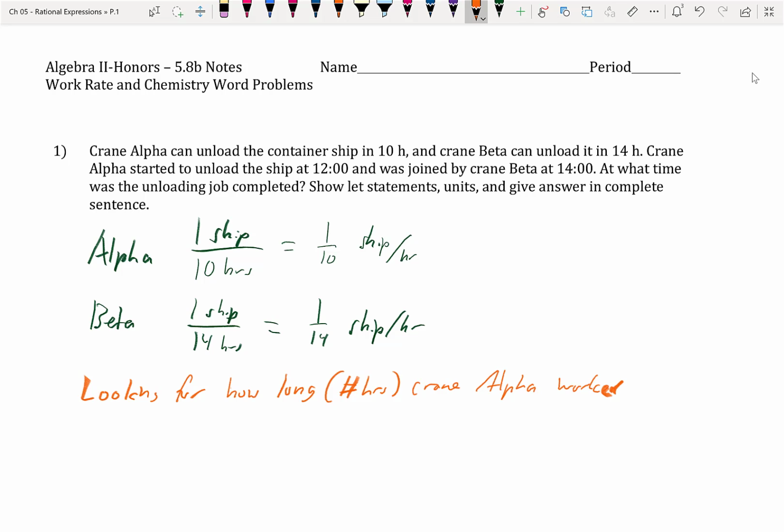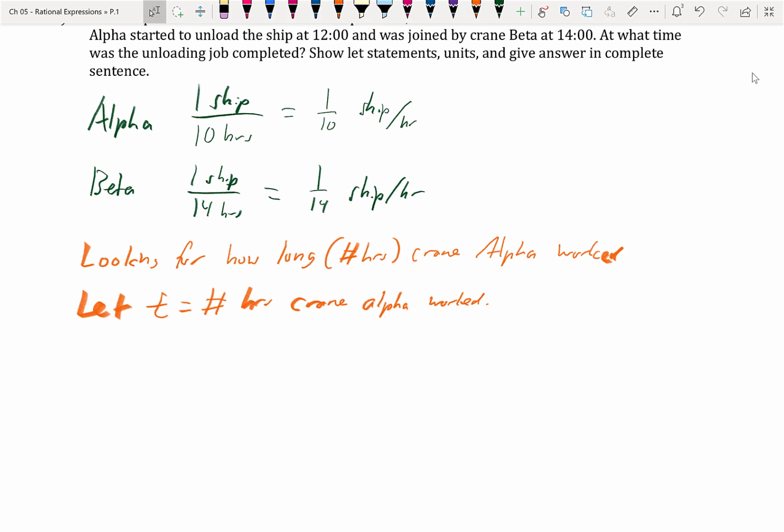So we're going to do a let statement. Let T equal number of hours Crane Alpha worked. Can you then tell me how many hours Crane Beta worked? Let's go with that. Chase, you're technically first. T minus 2. Why minus? Because they worked 2 less hours. Technically 2 fewer hours if we're going to go with old grammar here. But, yes.